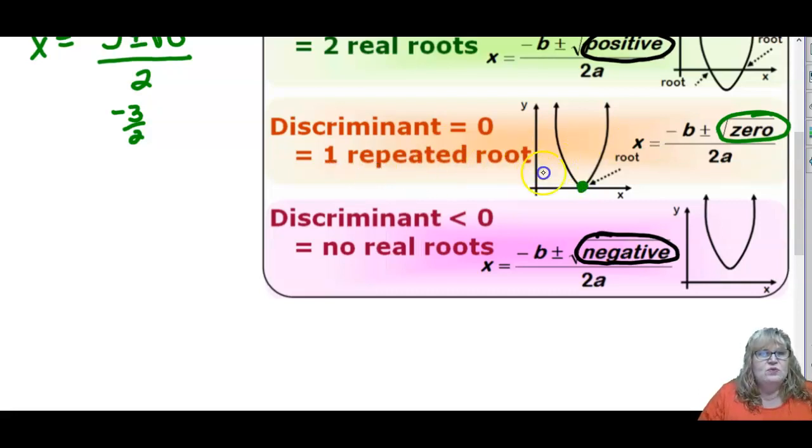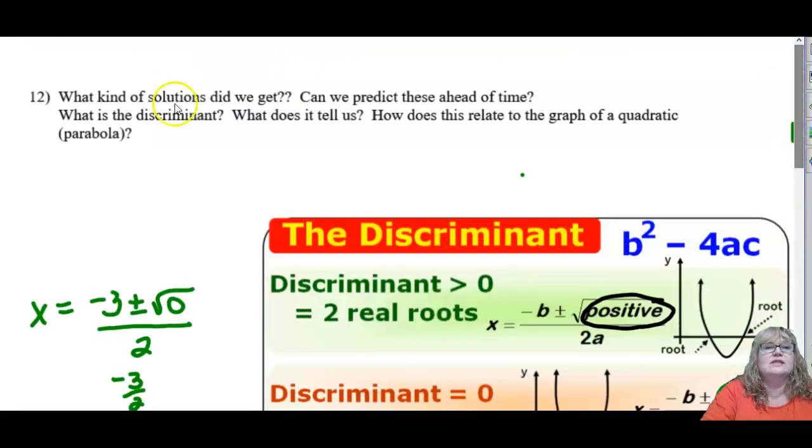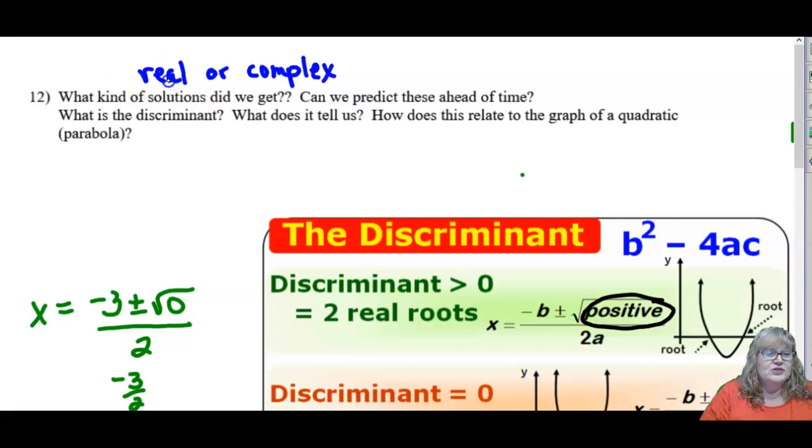Okay? It is called a repeated root because if you factored it, it would come out as a squared. But it's one real solution. Okay? So, back up to the questions here really quick. It says, what kind of solutions did we get? Well, we had either real or complex. The real could be rational or irrational, but that's all we cared about.